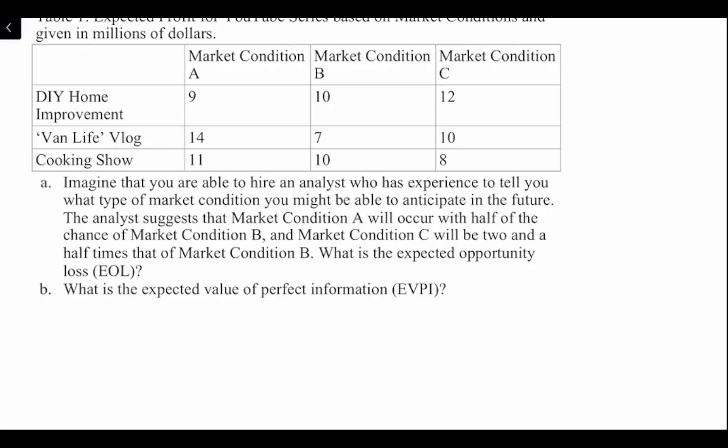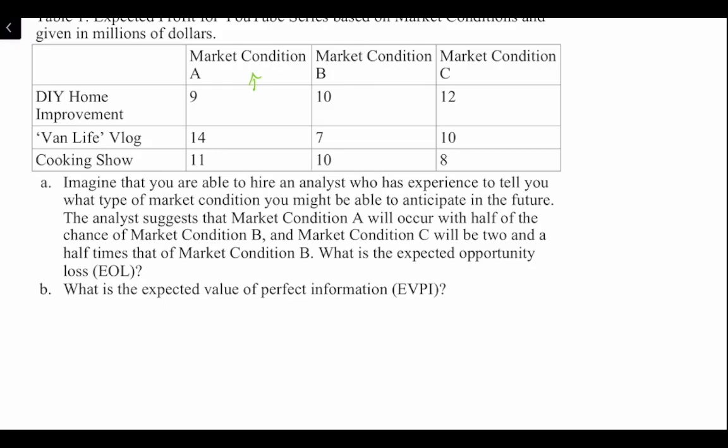Okay, so expected opportunity loss is simply the sum of all possible regrets of alternatives that are each weighted by a probability of the state of nature for that regret occurring, okay? And for the expected opportunity loss, what we're going to do is select the decision with the lowest expected opportunity loss. But before we can get there, we first have to try and figure out, well, what are the probabilities of each of these market conditions occurring?